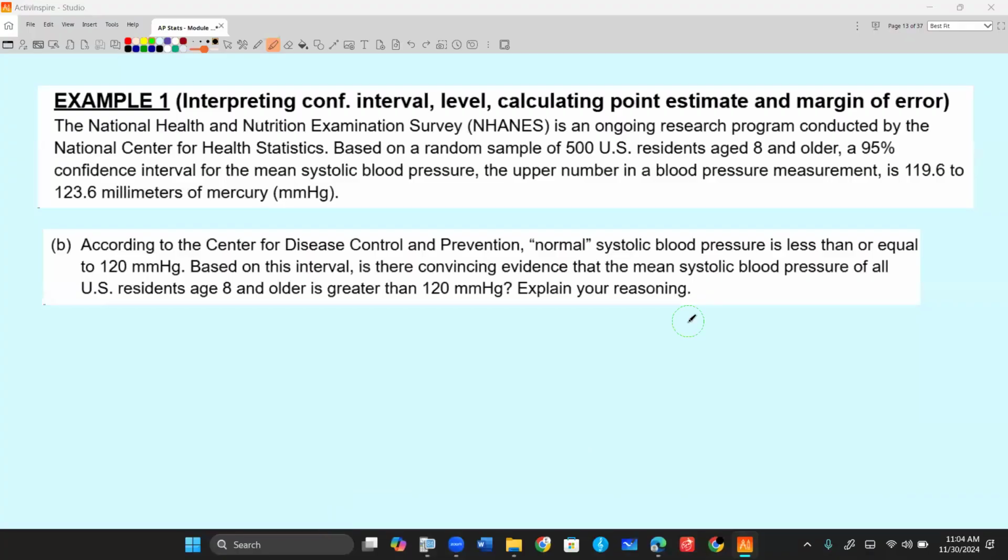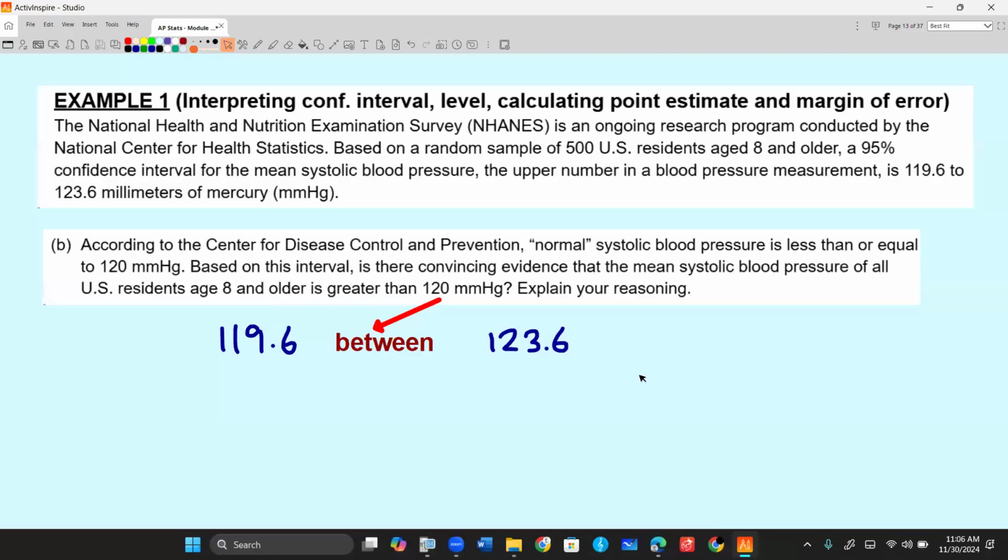Part B, according to the Center for Disease Control and Prevention, normal systolic blood pressure is less than or equal to 120 millimeters of mercury. Based on this interval, is there convincing evidence that the mean systolic blood pressure of all U.S. residents age 8 and older is greater than 120 millimeters of mercury? Explain your reasoning. In this problem here, we want to look at the interval itself.